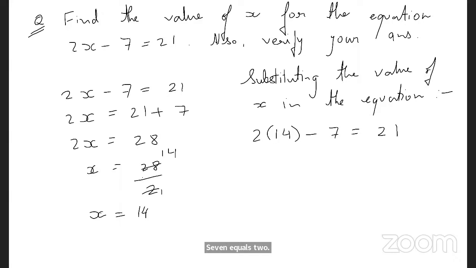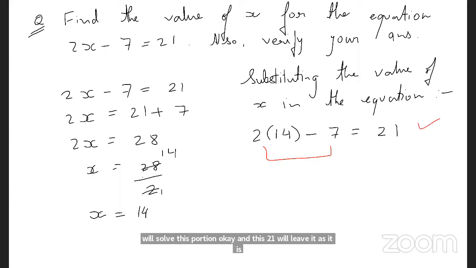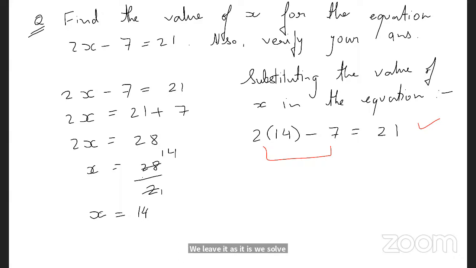Now in this case, we don't take the value here and there with the equals to sign. We will solve which portion? We will solve this portion, okay? And this 21, we leave it as it is. We solve the portion that's on the left side, okay?